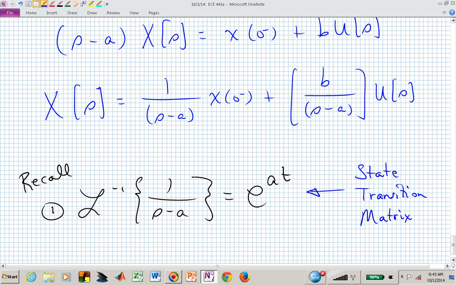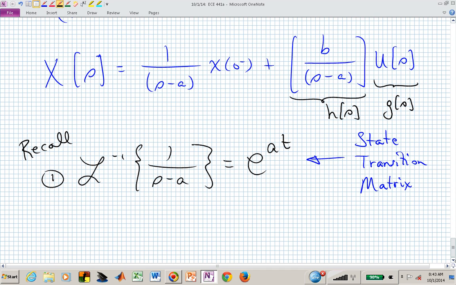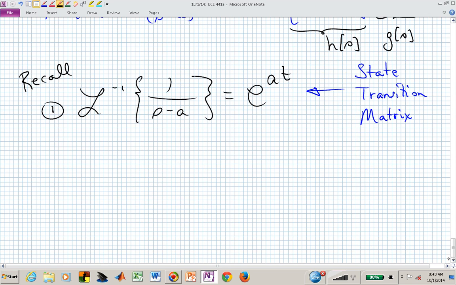That's how our system naturally responds, and that's how it will respond to an initial condition. The other piece is now associated with the input, and let's just think of this as two different terms. I now have a product of transforms in the frequency domain. What does that produce in the time domain? I now have H of s times G of s.